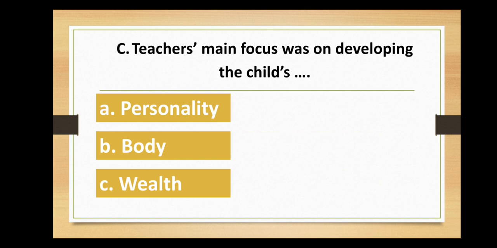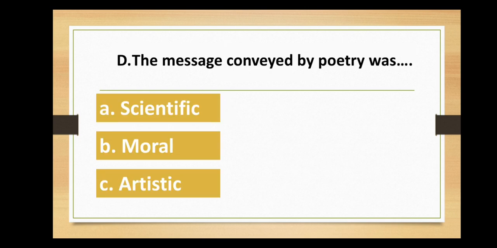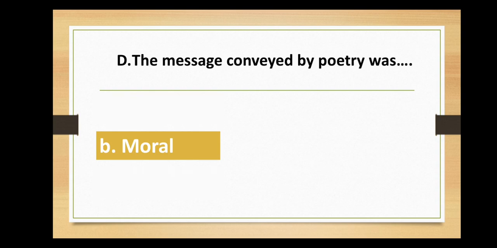C. Teachers' main focus was on developing the child's A. personality, B. body, C. wealth. Teachers' main focus was on developing the child's personality. And finally, D. The message conveyed by poetry was A. scientific, B. moral, or C. artistic. So, the message conveyed by poetry was moral. So, this is as far as it concerns question 1. We move on to question 2.